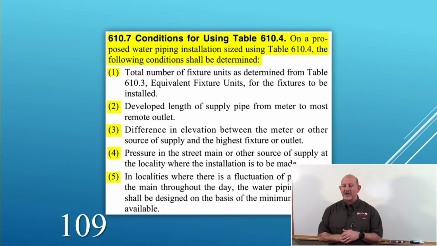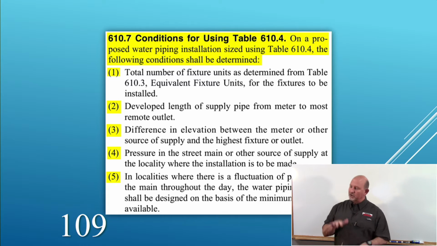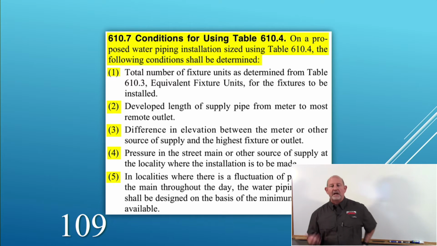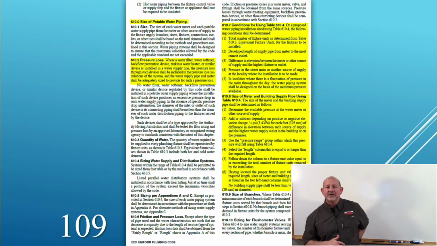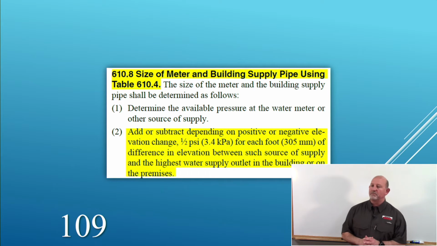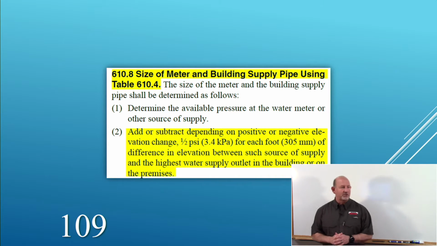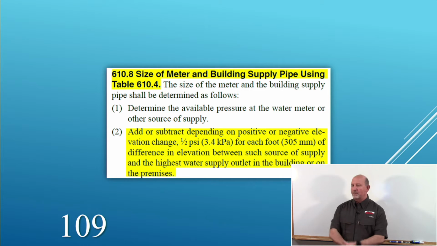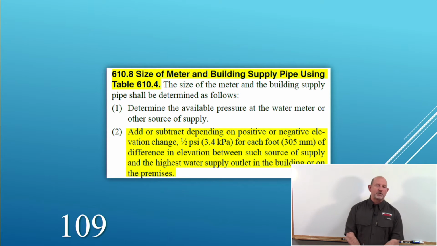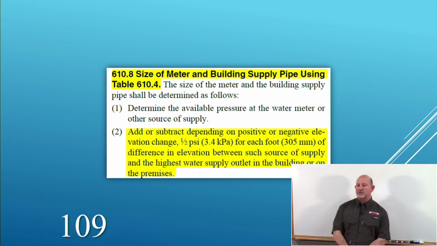We've got the worst pressure if there's a fluctuation. Now let's step down below there, 610.8, size of meter building supply piping using table 610.4. We need to pick one more up here. Highlight number 2 for me there, 610.8, number 2.